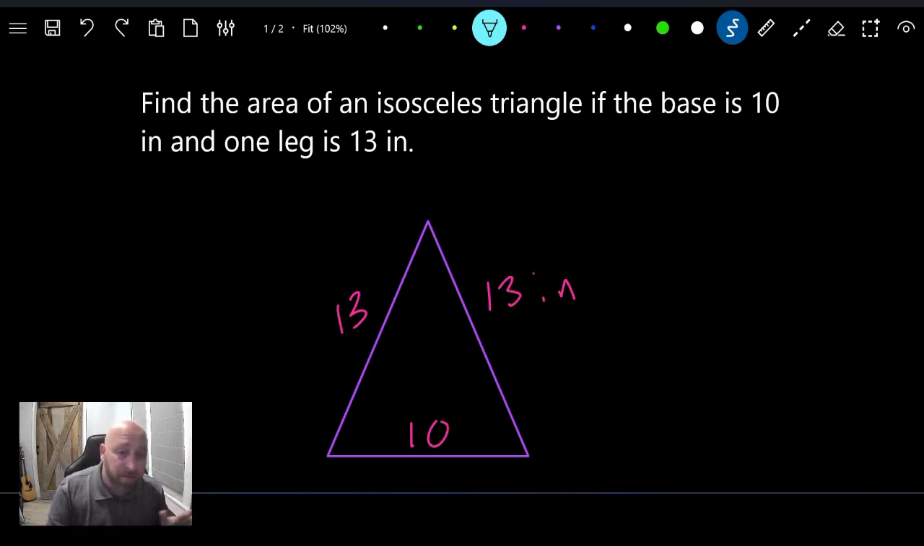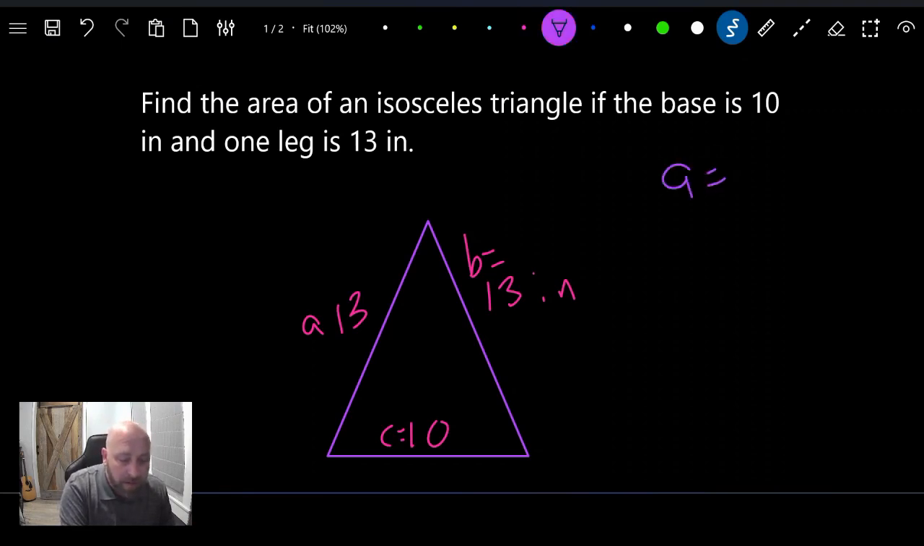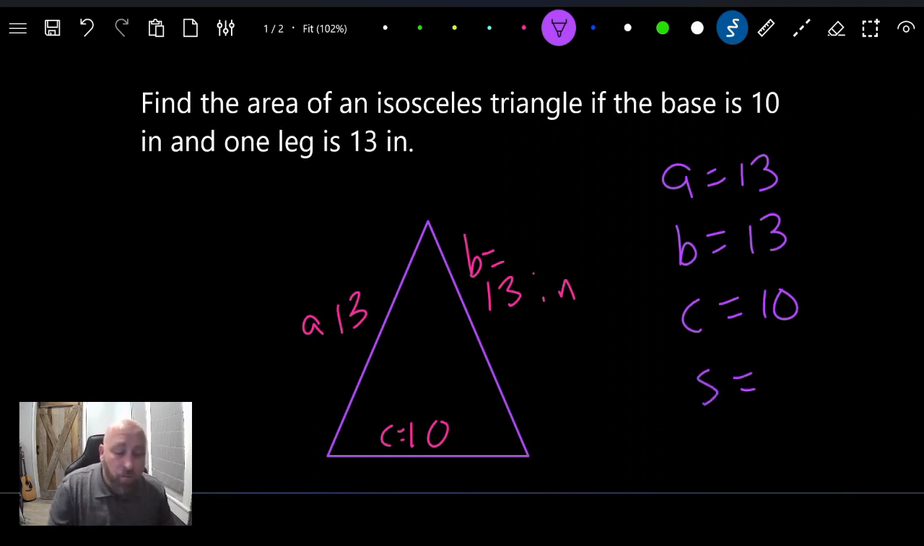So we don't have to figure the altitude out in this one. We already have everything that we need. So let's call this one A, we'll call this one B, and we'll call this one C. Okay, we're just randomly calling it that. So let's write it out here. So A equals 13, B equals 13, and C equals 10. And so then we need to find S. What does S equal? And that's the one that we don't have.